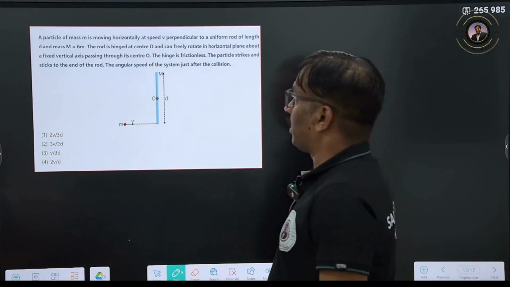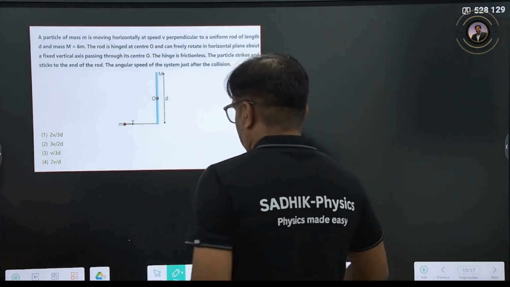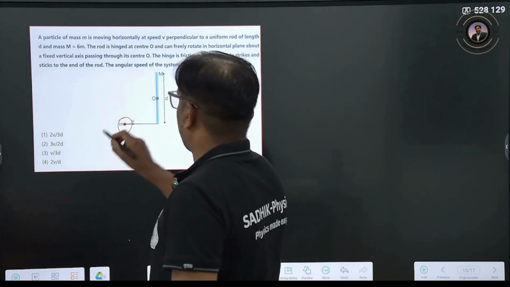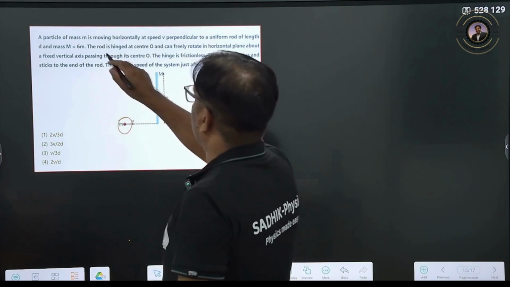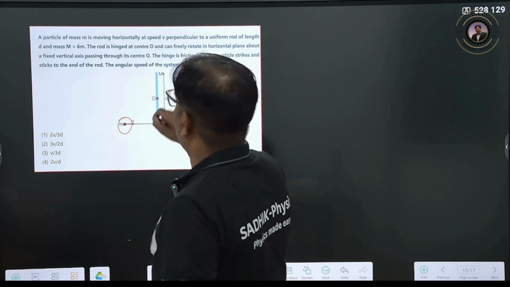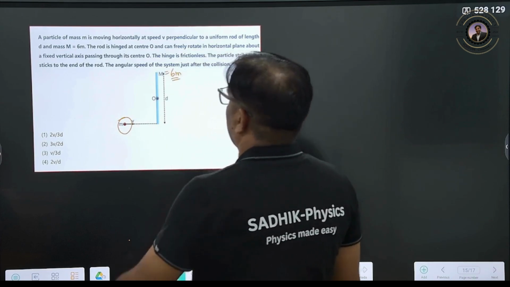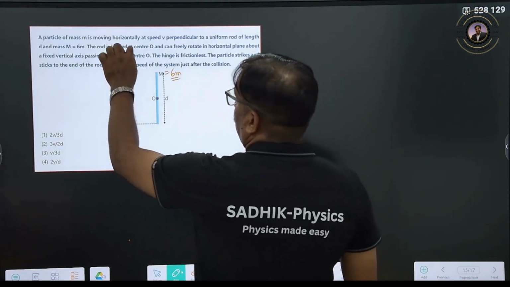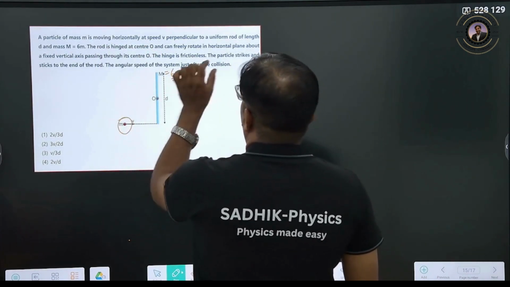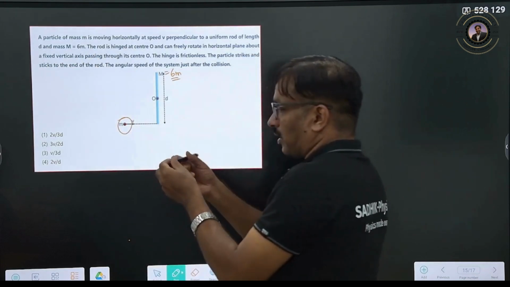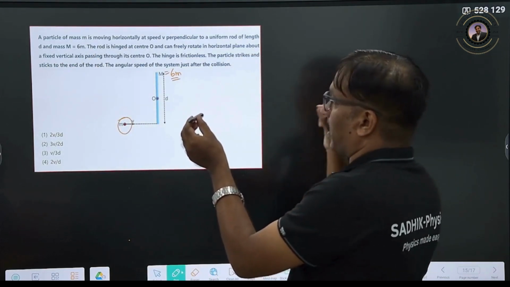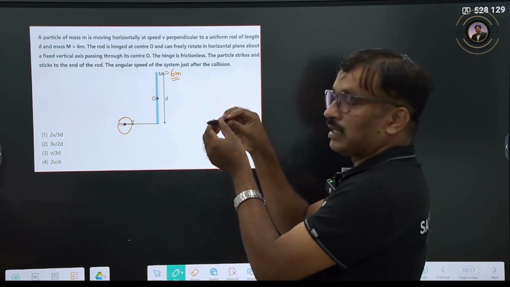So here a particle is moving. The rod has mass, so this rod's mass is 6m. Clear? This particle is coming and hitting onto this rod, and it gets stuck to it.